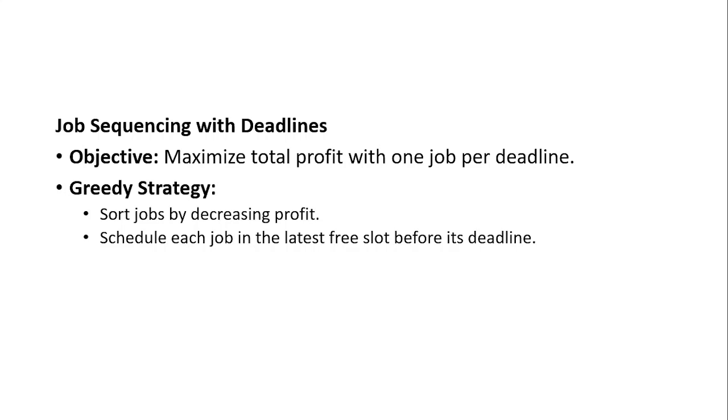So now the next problem is job sequencing with deadlines. Here I want to check for the total profit with one job per deadline, and sort the jobs by decreasing profit, and we schedule each job in the latest free slot before its deadline.